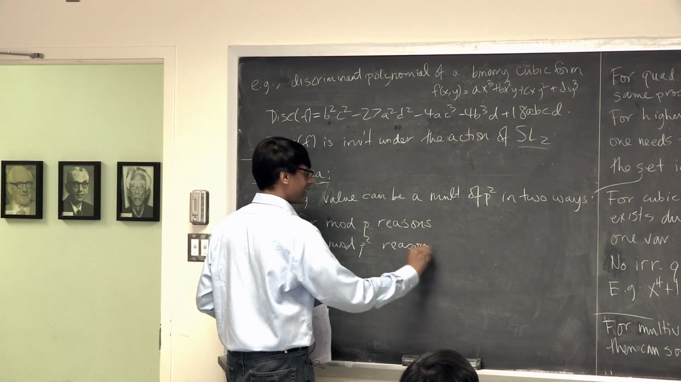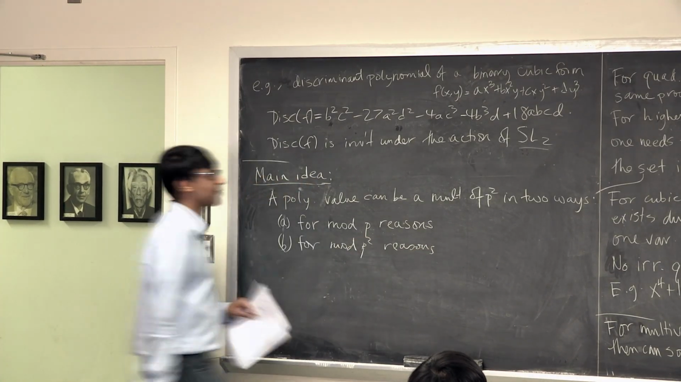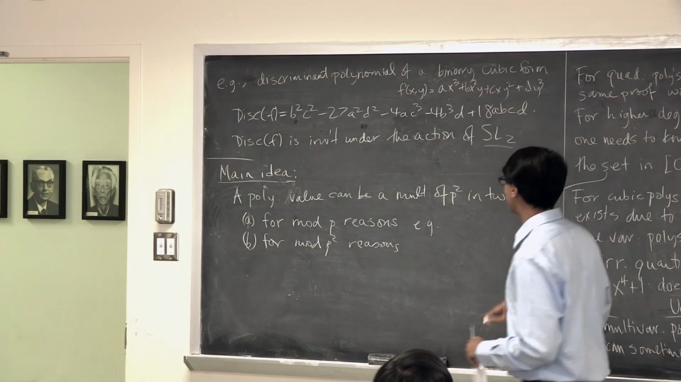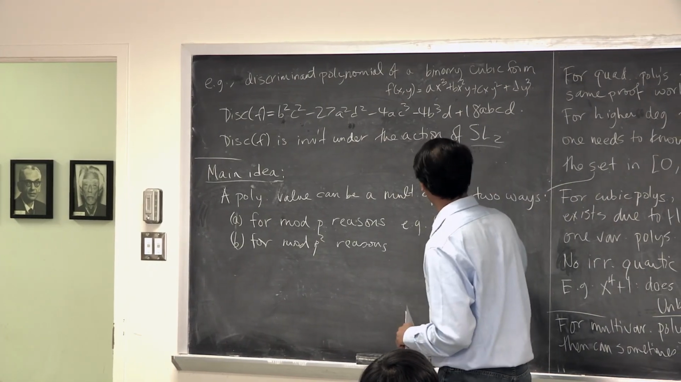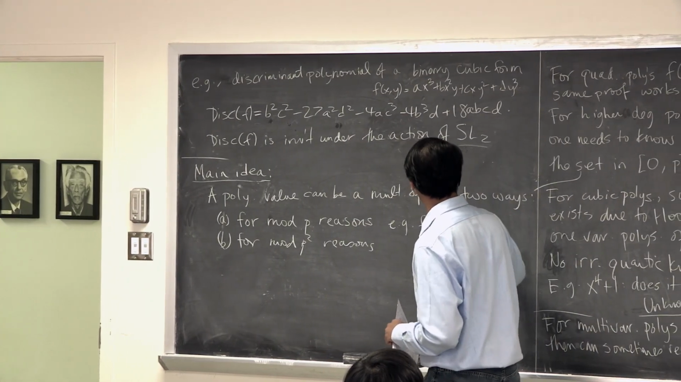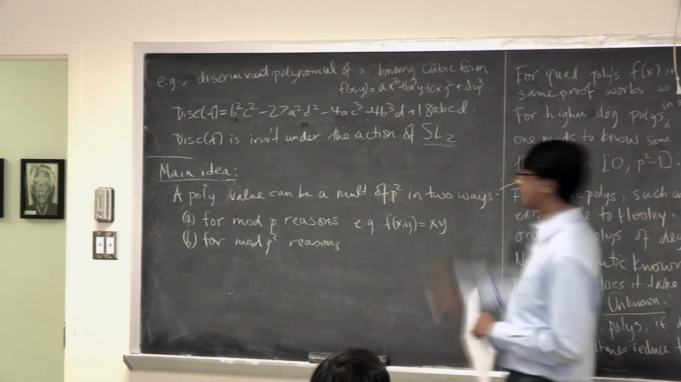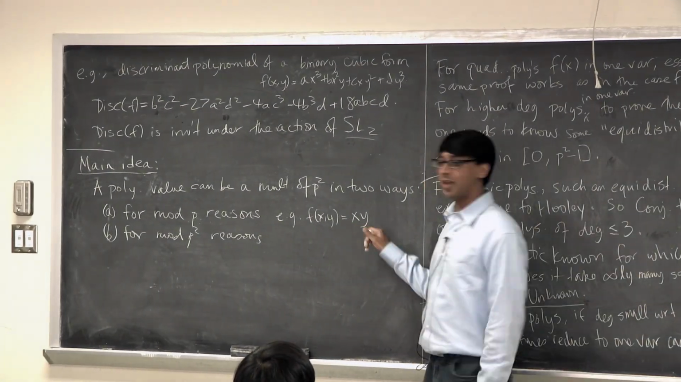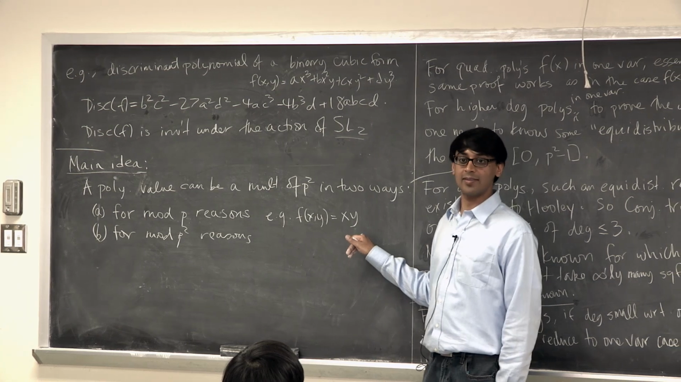OK, so what I mean by that? Well, maybe I'll just give you an example to illustrate. So what does it mean to be for mod p squared reasons? Well, suppose your polynomial f of x, y, just to give you a really simple example, is just xy. So xy sometimes takes multiples of p squared as its values.